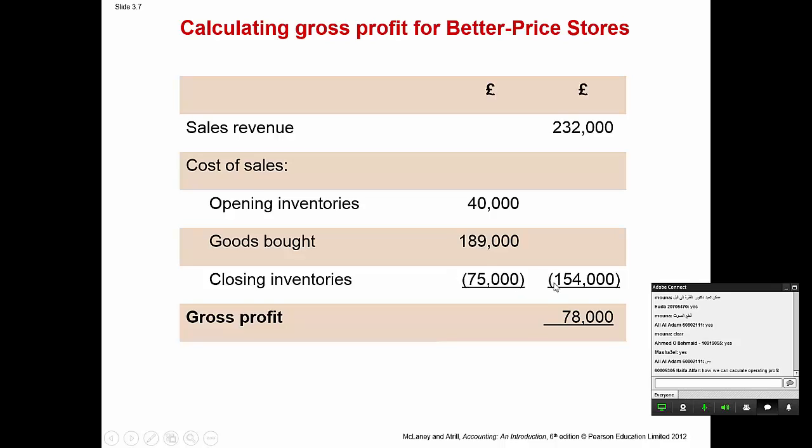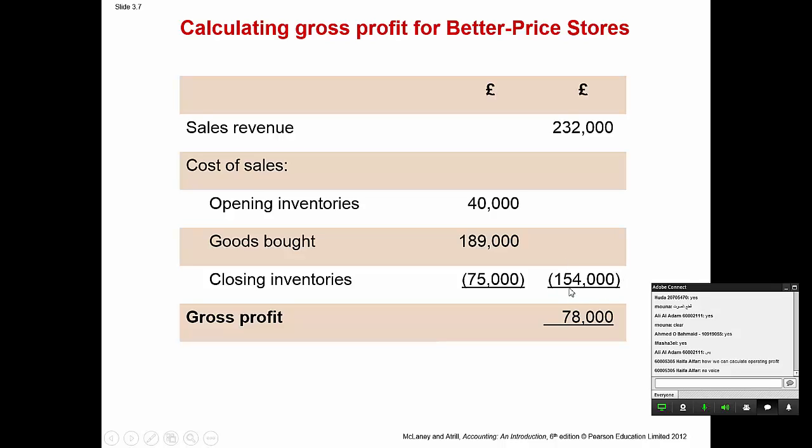It will be how much? 154, because 40,000 plus 189,000 is equal to 229,000. 229,000 minus 75,000 is equal to 154,000. This is the cost of sales.